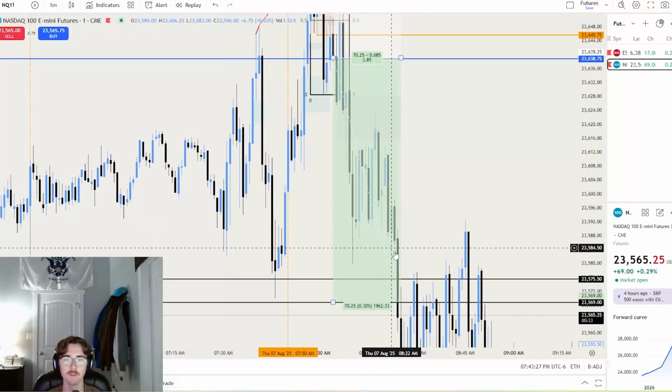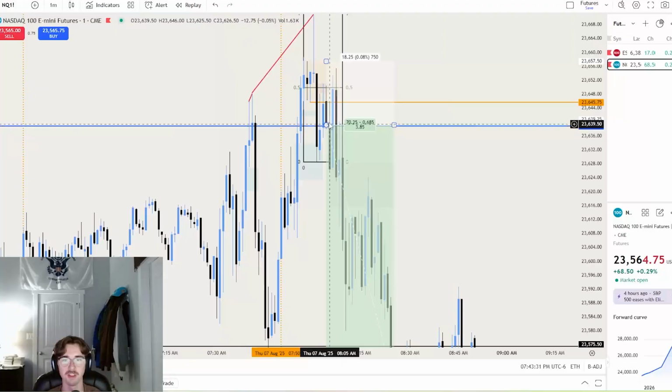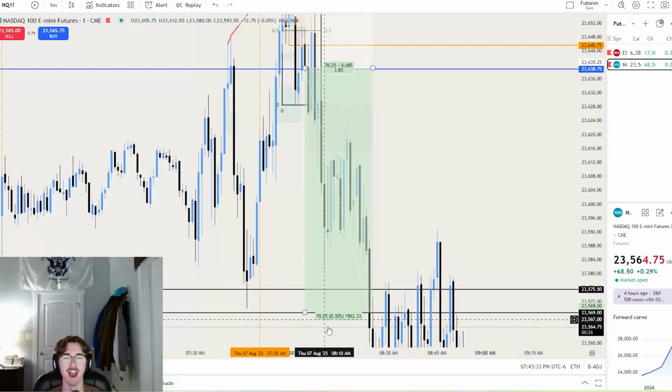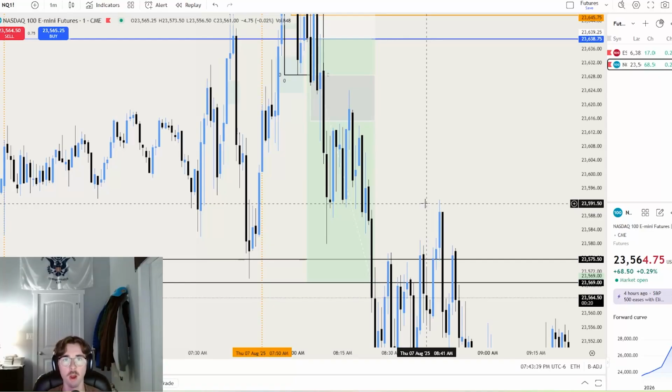We just kind of consolidate for a little bit and draw down. We consolidate, and we come down, and we actually take out that low right there. So this would have played out in the way that I would have wanted it to play out.